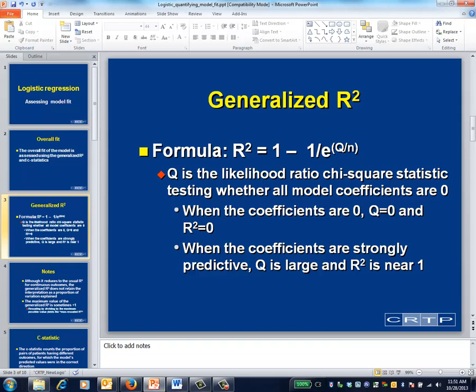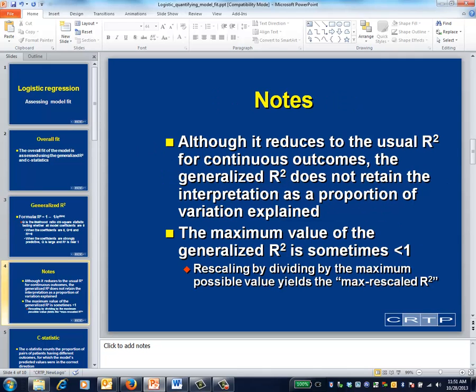One of these is called the generalized R-squared statistic. The formula is on the slide. And although it might not be immediately apparent, for continuous outcomes this formula really does reduce to the R-squared with which you're already familiar. Technically, the generalized R-squared statistic doesn't retain the interpretation of percent variation in the outcome that's explained by the model, but it doesn't do any harm to imagine that it's doing something similar.